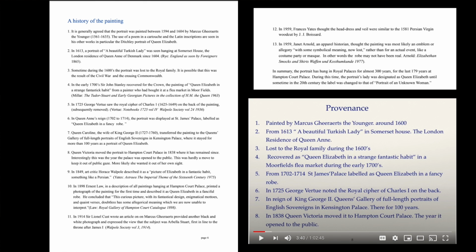This detail that he's gone into expands upon what is on the Royal Collection Trust's website. He gives us greater detail of the journey taken by this particular work of art, and he includes for us the different names that this painting was known by. At number 8, he tells us that in 1838, Queen Victoria moved it to Hampton Court Palace, the year that palace opened to the public.